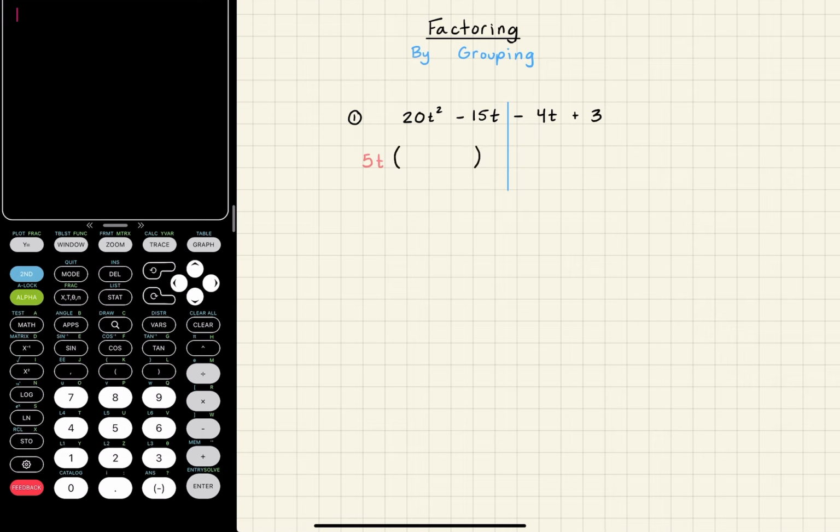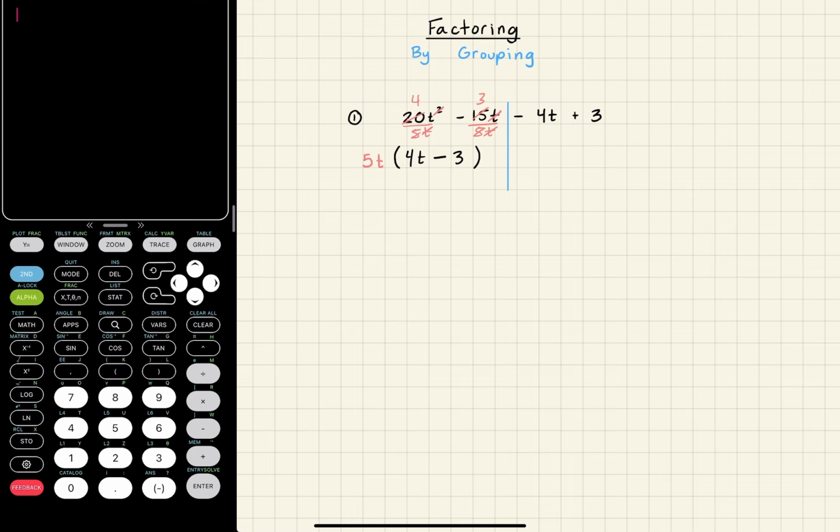And we know at this point that that's going to leave us with some things on the inside. So we divide by our GCF here. 20 divided by 5 is 4. And t squared over t leaves us with 1t. Bring down our minus sign. 15 divided by 5 is 3. And these t's cancel out. So we've taken care of our first group. Now we're ready to focus on our second group here.